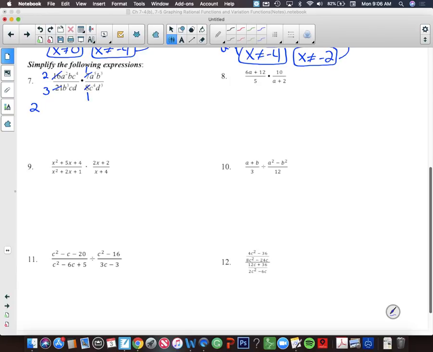So we're going to have a 2 on the top. We're going to have a to the 7th. And then we're going to have b to the 4th, c to the 4th. And on the bottom, we don't have any a's. We got b to the 3rd. Oh, we got that 3. b to the 3rd, c to the 5th, and d to the 4th.